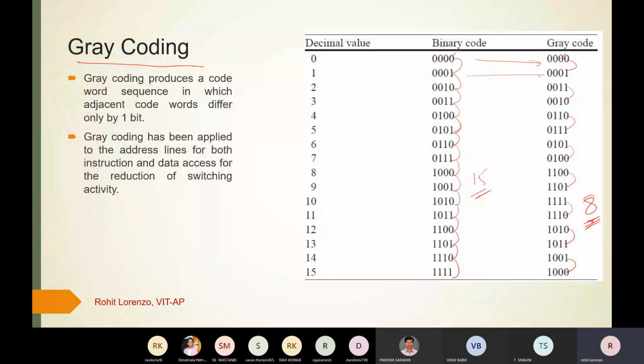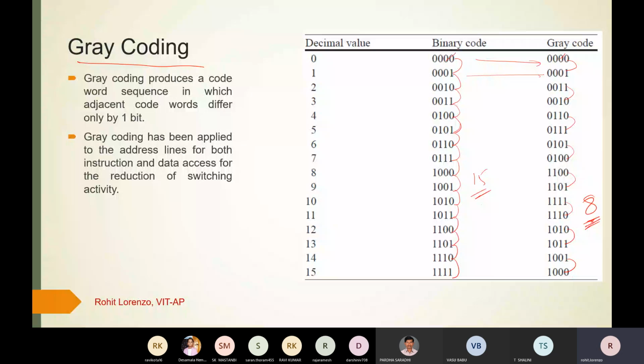In bus encoding, there are several techniques out there. I cannot discuss all of them, because it would consume more than one lecture if I start discussing bus encoding. So in brief, I discuss one technique.